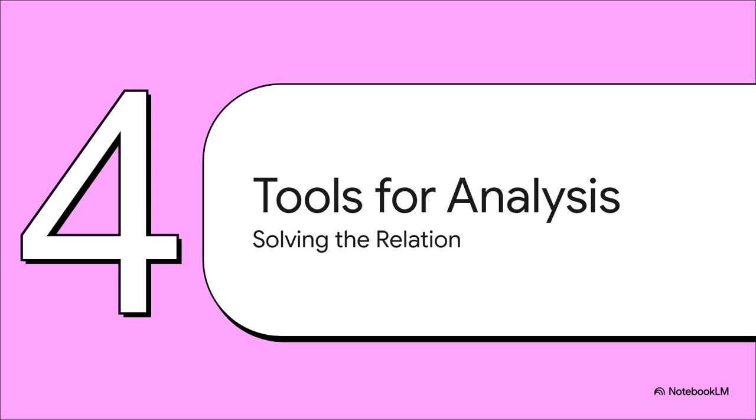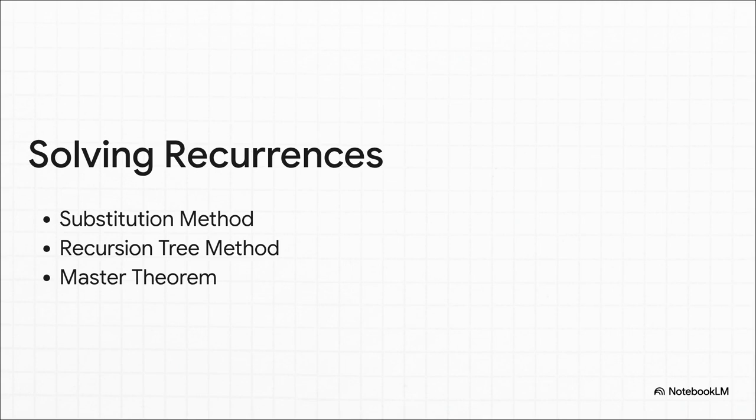But a clue's no good if you don't know what to do with it, right? So let's open up our detective's toolkit and check out the methods we have for actually solving these things. For this investigation, we've got 3 main tools at our disposal. There's the substitution method, which is kind of like a guess and prove technique. Then there's the recursion tree method, which is super visual. And finally, the master theorem, which is, well, it's our ultimate shortcut.